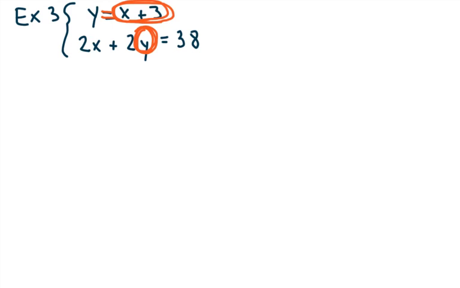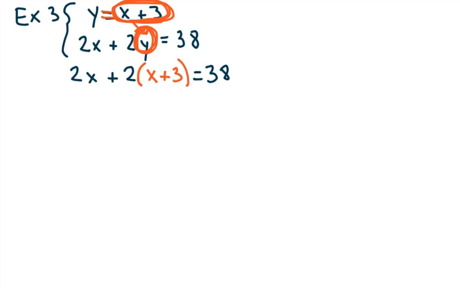Now, when I do that, I have 2x plus 2y. Since I have more than one thing I'm plugging in for y, I need to put parentheses around it. So it's x plus 3 is replacing the y value, equals 38. Again, I'm going to repeat that. I take what I know the y value is equal to in the top equation, and I put it in for the y value in the second equation.